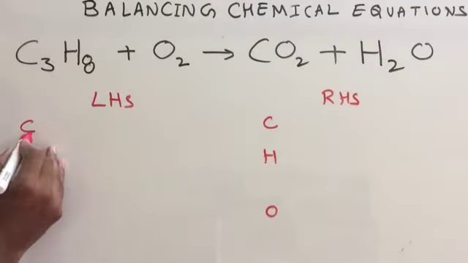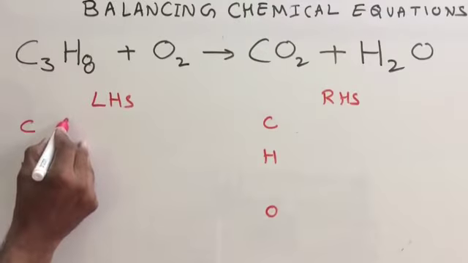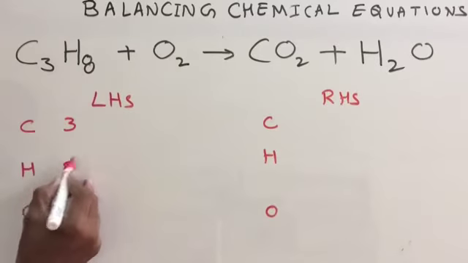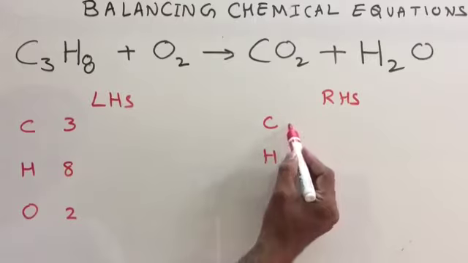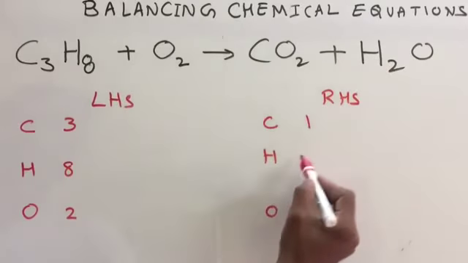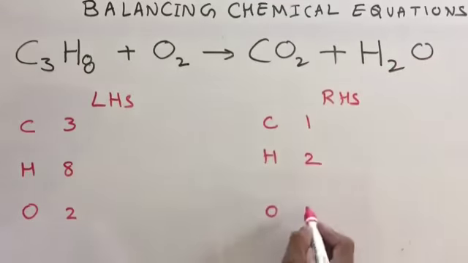How many atoms are there for carbon? See 3. That means 3 carbon atoms are there. So write here 3. And then you have 8 hydrogen atoms and 2 oxygen atoms on LHS. Now check on RHS. On RHS you have 1 carbon atom, 2 hydrogen atoms, and oxygen here 2 and here 1. That means total 3 oxygen atoms.